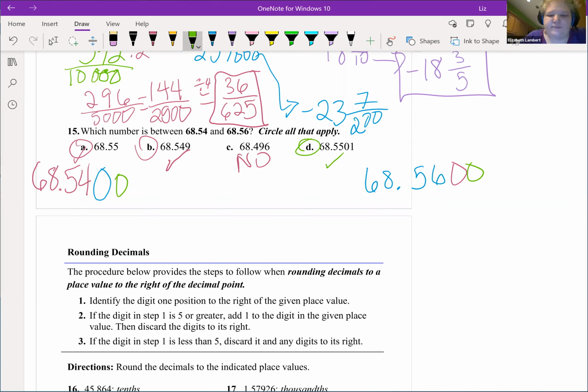All right, I'm going to pause it and then we will come back to rounding practice.